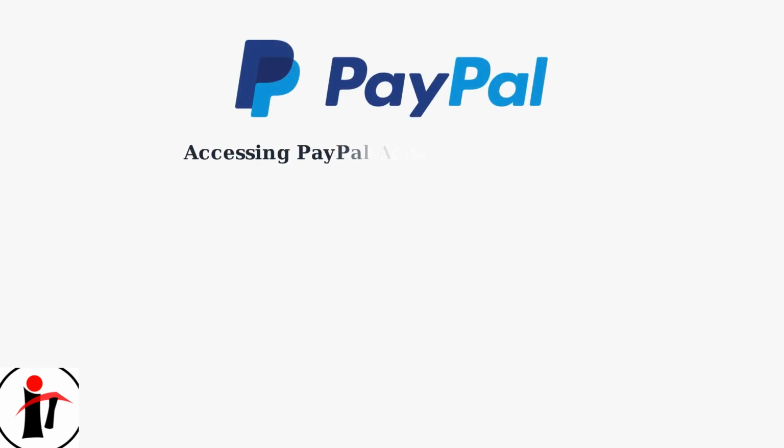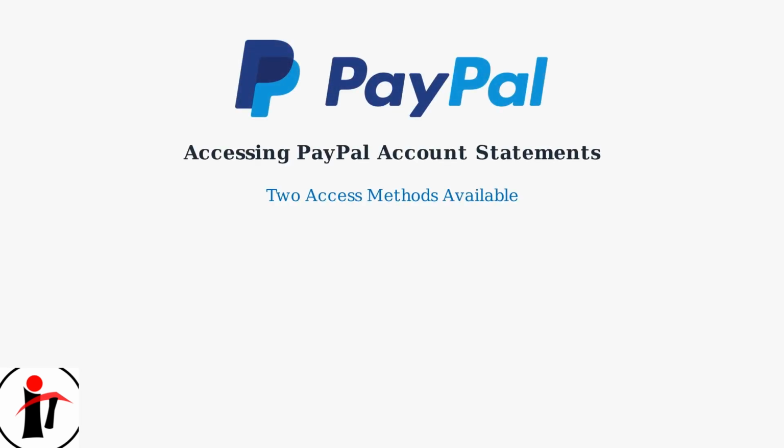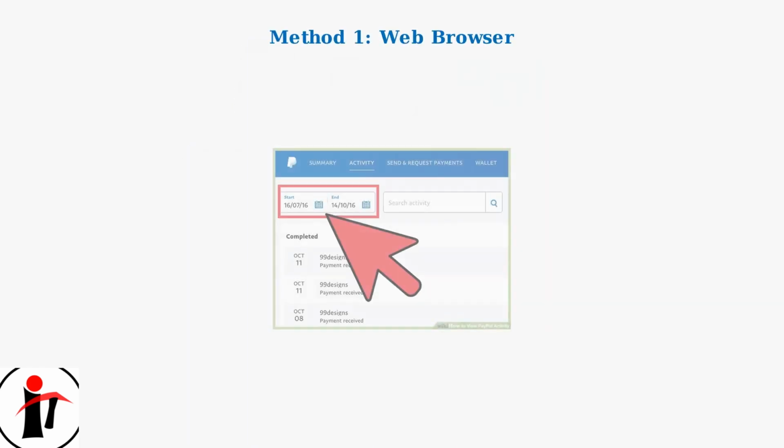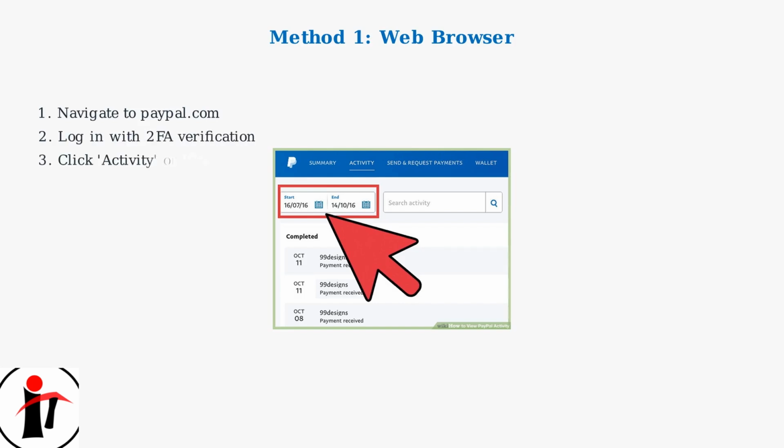PayPal provides two convenient ways to access your account statements through a web browser or using the mobile app. For web browser access, start by navigating to paypal.com and logging in with your credentials, including two factor authentication. Then go to the Activity or Statements tab to access your financial records.